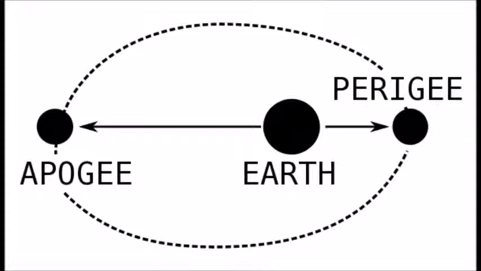The closest distance the Moon is to Earth in its lunar cycle is called its perigee. The farthest distance the Moon reaches is called its apogee. This has a small effect on tide levels.